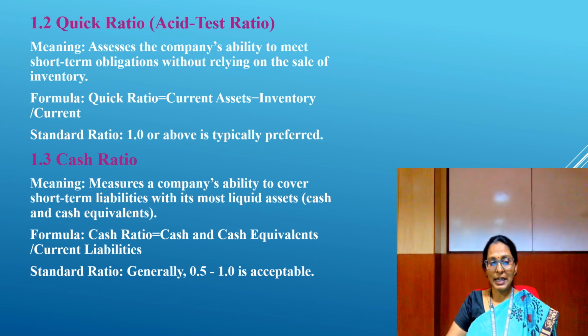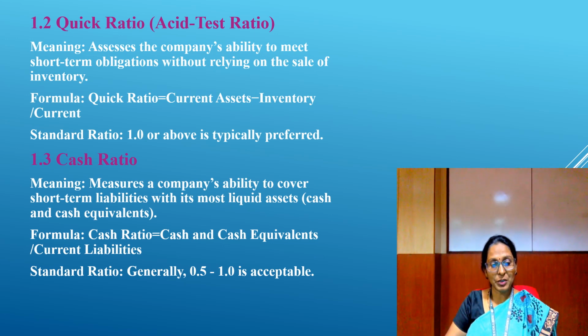Here the standard benchmark for this acid test ratio is usually 1, or above, like 1.2 or 1.3, is also considered a standard ratio. When we calculate the acid test ratio or quick ratio, if it comes close to 1, it means the ratio is 1 to 1, meaning our liquid assets are equal to our liquid liabilities. So we say the organization's liquidity position is good and satisfactory.